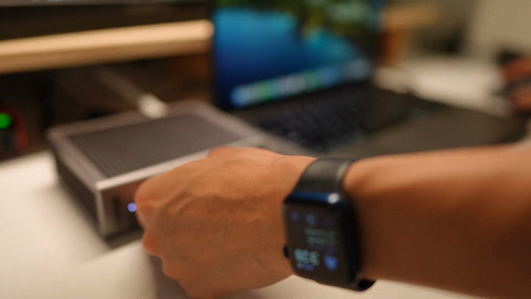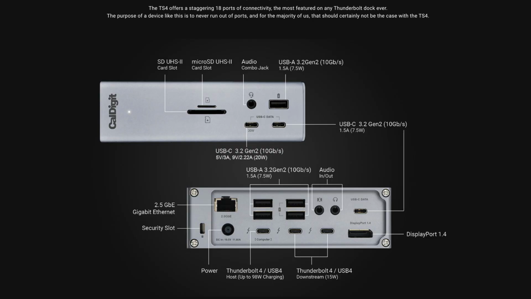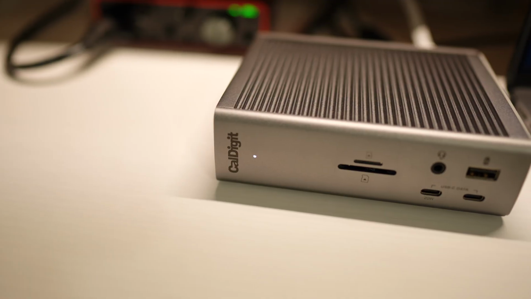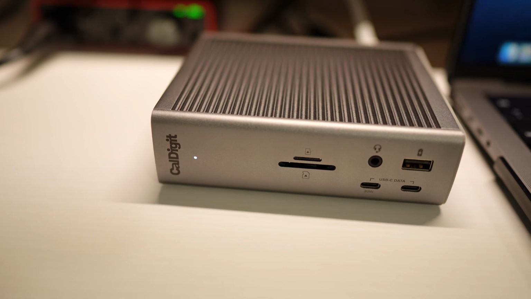So let's go ahead and get into the pros and the cons. One of the cons was initial issues with the 2.5 gigabit Ethernet port, but the pros are 18 ports of connectivity. It's backed by a company that has great customer service. They're always looking to make sure the customer ends up satisfied with their end product. I got my replacement unit fairly quickly, so thumbs up to CalDigit for that.